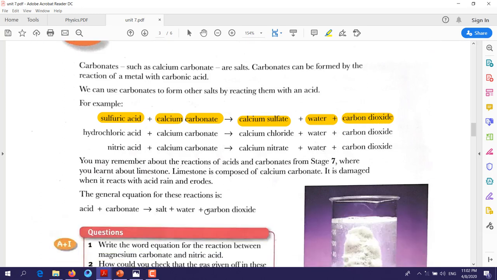So, also here, you should memorize this formula. This is the main formula. When acid reacts with carbonate, it will make salt, plus water, plus carbon dioxide. Again, focus: always you will have water, always you will have carbon dioxide. What will change here? Acid, carbonate, and salt. Instead of sulfuric acid, you can use hydrochloric acid, or nitric acid. For carbonate, it could be calcium carbonate. Then salt: for example, calcium sulfate, calcium chloride, calcium nitrate. And in all of them we will get water and carbon dioxide.